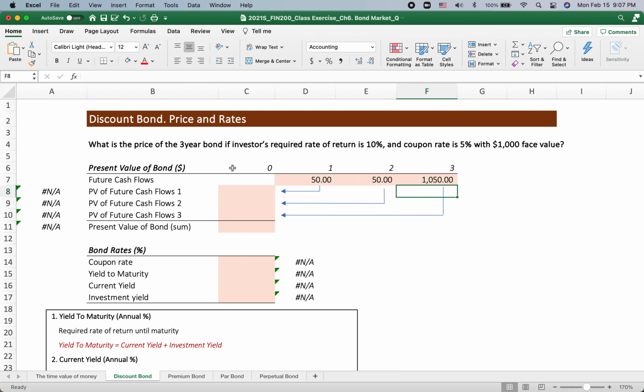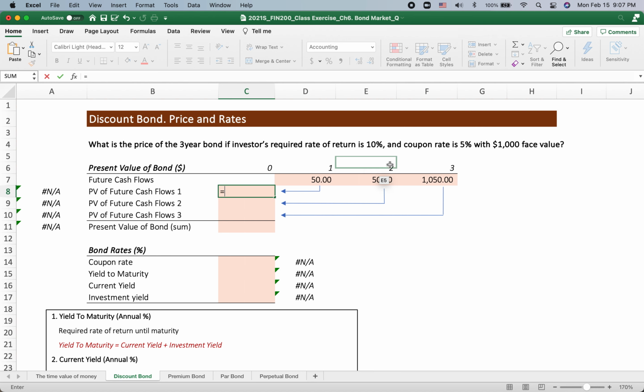or required rate of return from the investors. Why? That is the 10%. 5% is used to calculate the coupon, but the 10% is the actual compensation interest rate required by the investors. So it should be discounted. How? This $50 divided by 1 plus 10%, the required rate of return, to the power of 1, right? So we get the present value of the future cash flow in year 1 as $45.